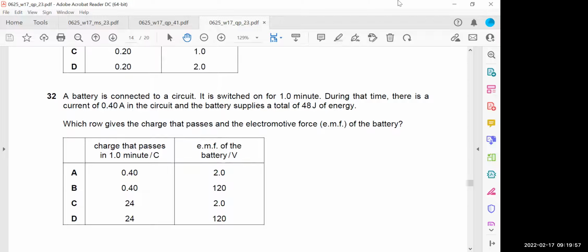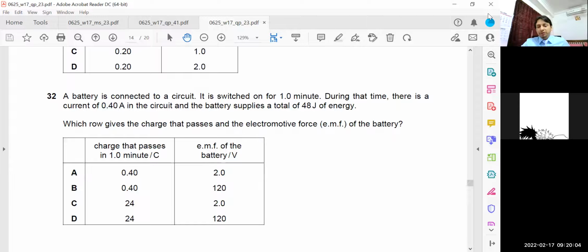Try this question, children. All of you, it looks a little bit trickier. You need to do this question carefully. It is switched on for a time period of 1 minute. Current is flowing, 0.40 ampere. The battery supplies this amount of energy. Which row gives the charge that passes and the EMF?